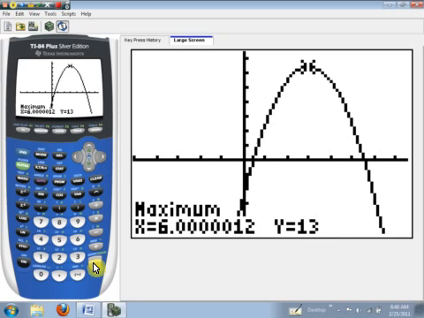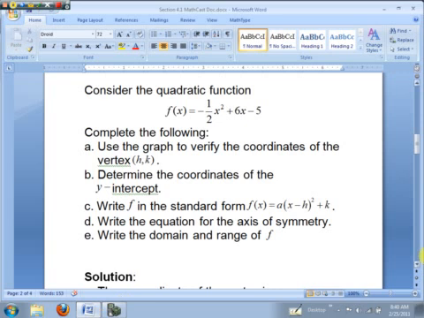Notice the limitations of the calculator here. The y-coordinate is clearly 13. The x-coordinate, though, is a number super close to 6. So we surmise that our vertex might be at the point (6, 13). Let's go ahead and verify that now algebraically.